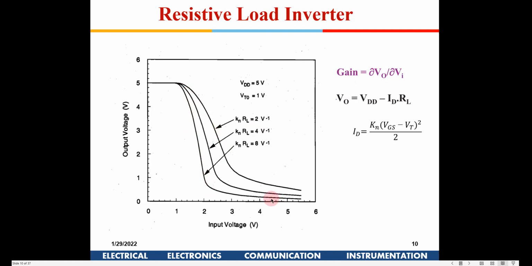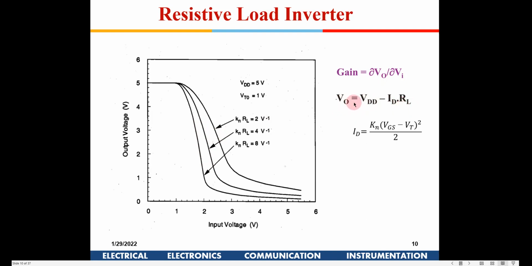So there are two advantages in increasing KnRL. One, it will come as close to 0, and also the curve will be steeper here, so it will fall better and give a better response. Let me explain this one. This is actually delta V out by delta V in, that is the gain in the transition region. Delta V out by delta V in defines the slope. Now if you see, V out is given by VDD minus IDRL.